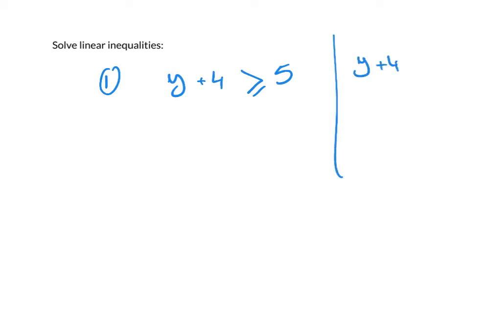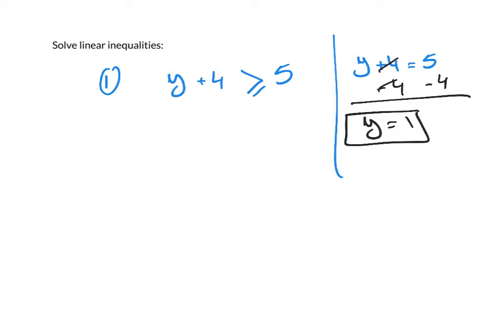All right, so in this video, we're going to learn how we solve linear inequalities. Let's take this example, example number 1. Suppose I have y plus 4 greater than or equal to 5. Now, we learn from equations, if you have y plus 4 equals 5, that's called an equation. So we subtract 4 from both sides, and we got y equals 1. So that's the answer.